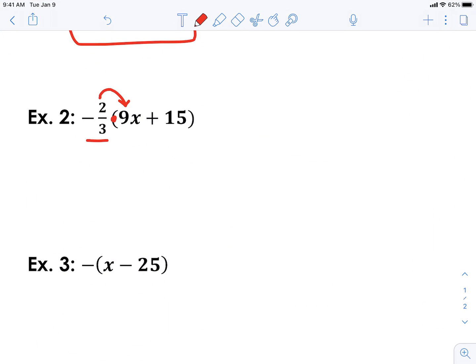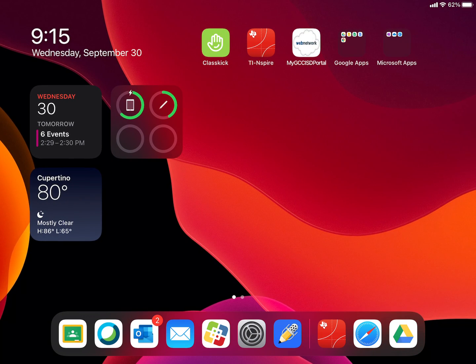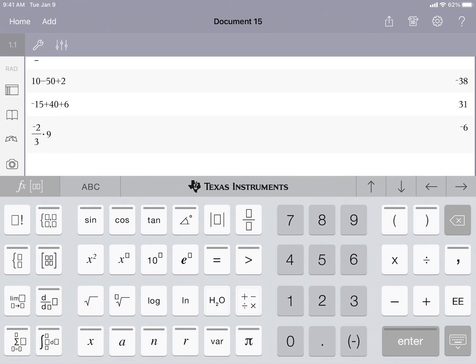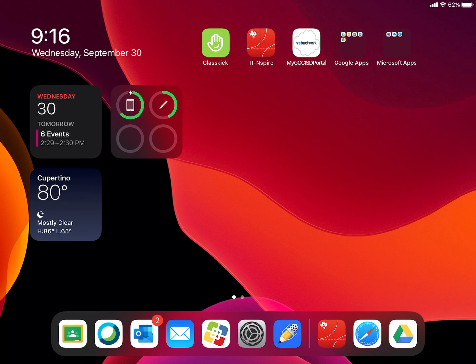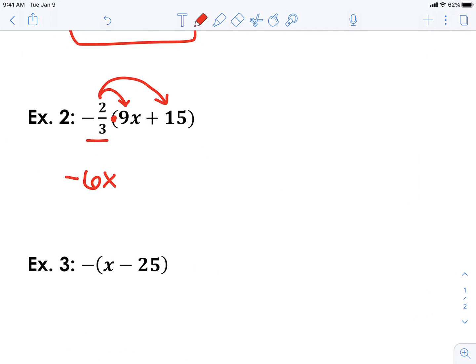Okay, so I have a negative 6x, and then I'm going to take that negative 2/3 and multiply it by 15. So I do my handy dandy calculator. I have a negative 2/3 times 15. I get a negative 10. So I have a negative 10. And that would be simplified using the distributive property.